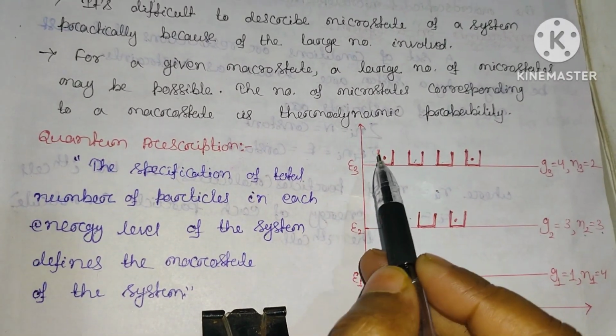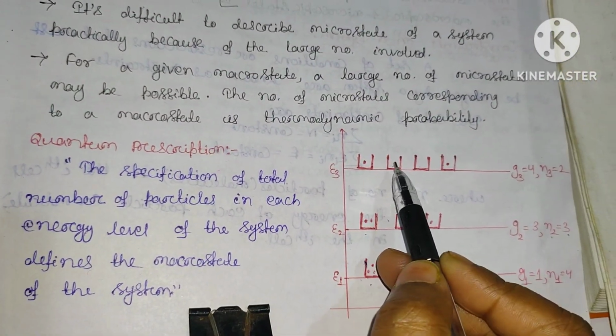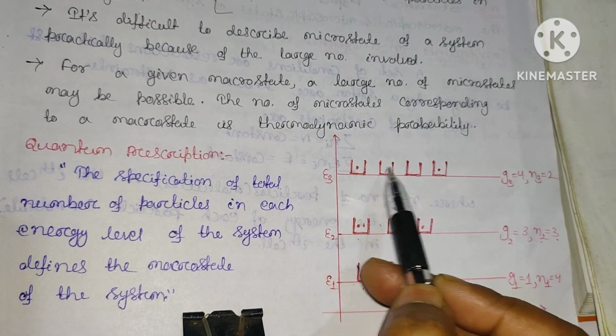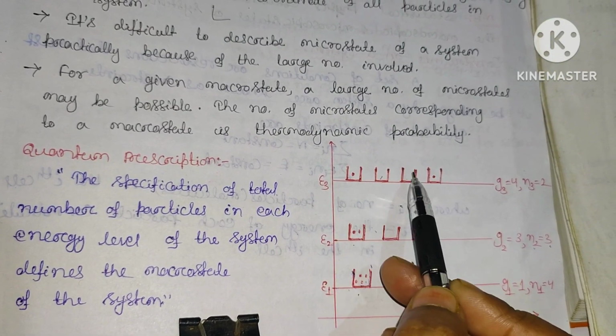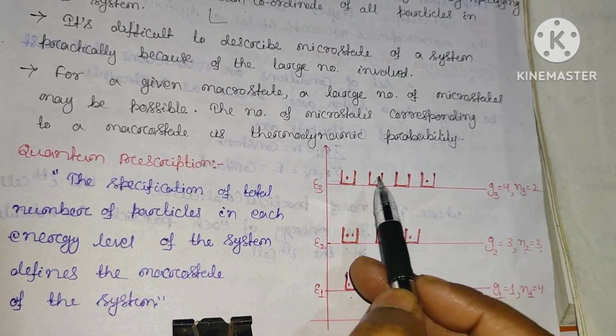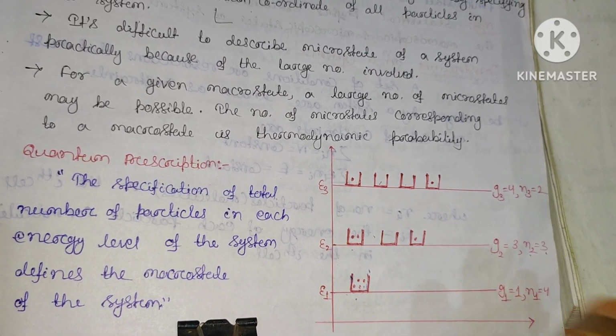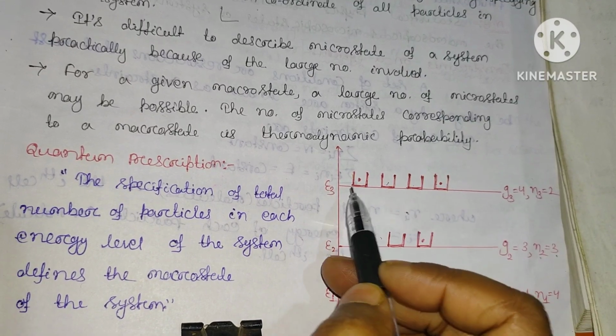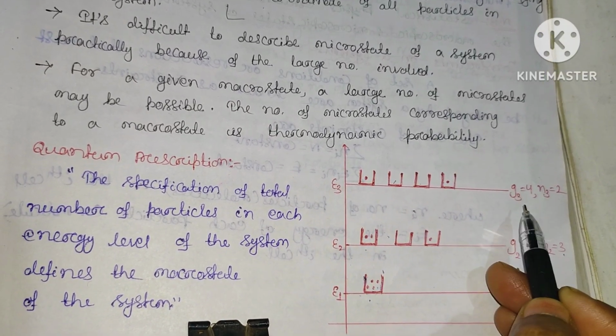So the first case is one cell; the second cell contains one particle. So this is the first case. Then 1 3, second 1 4, third 2 3. So these are the possible states, and the degeneracy is 4.